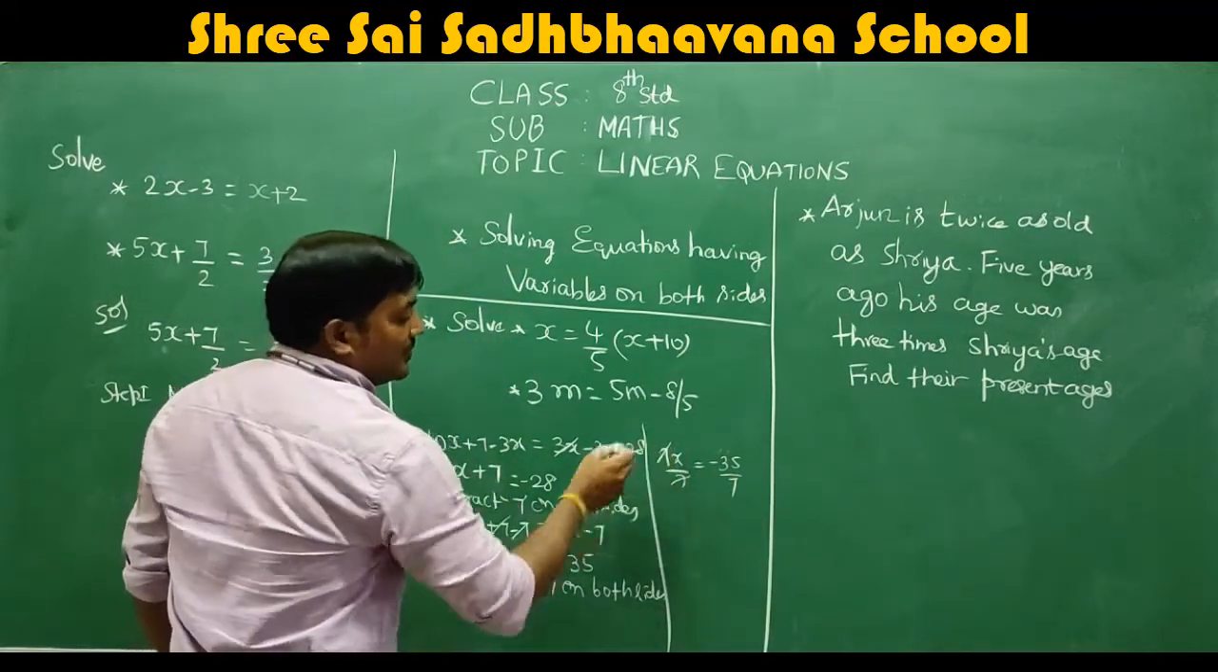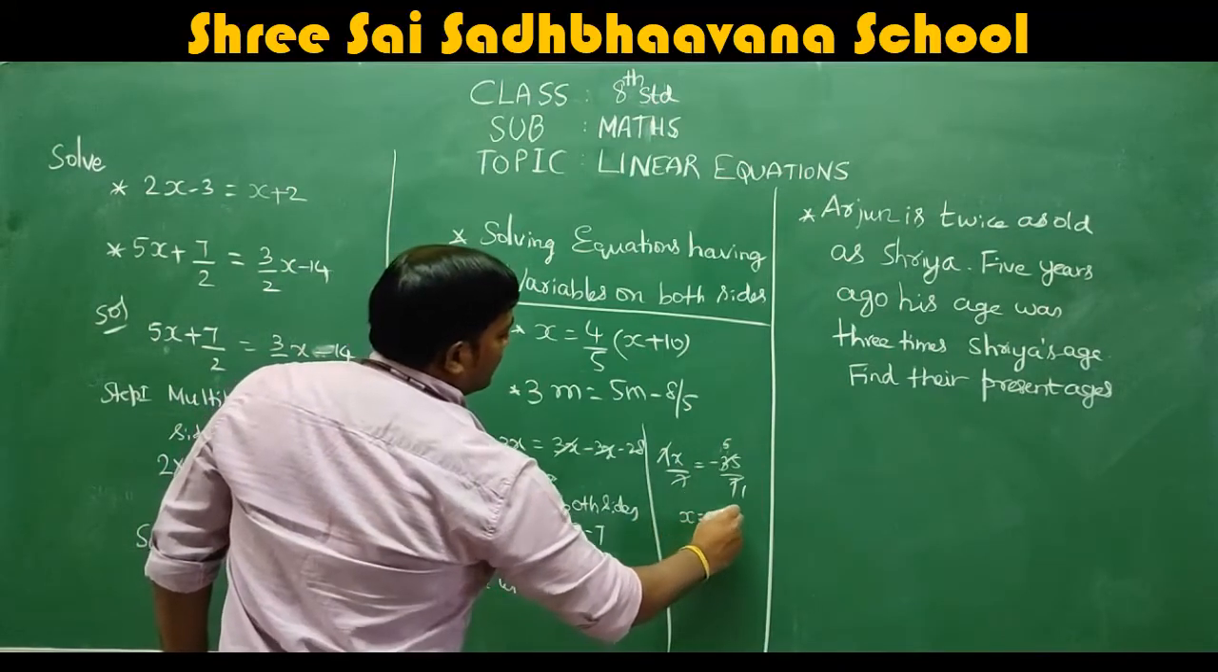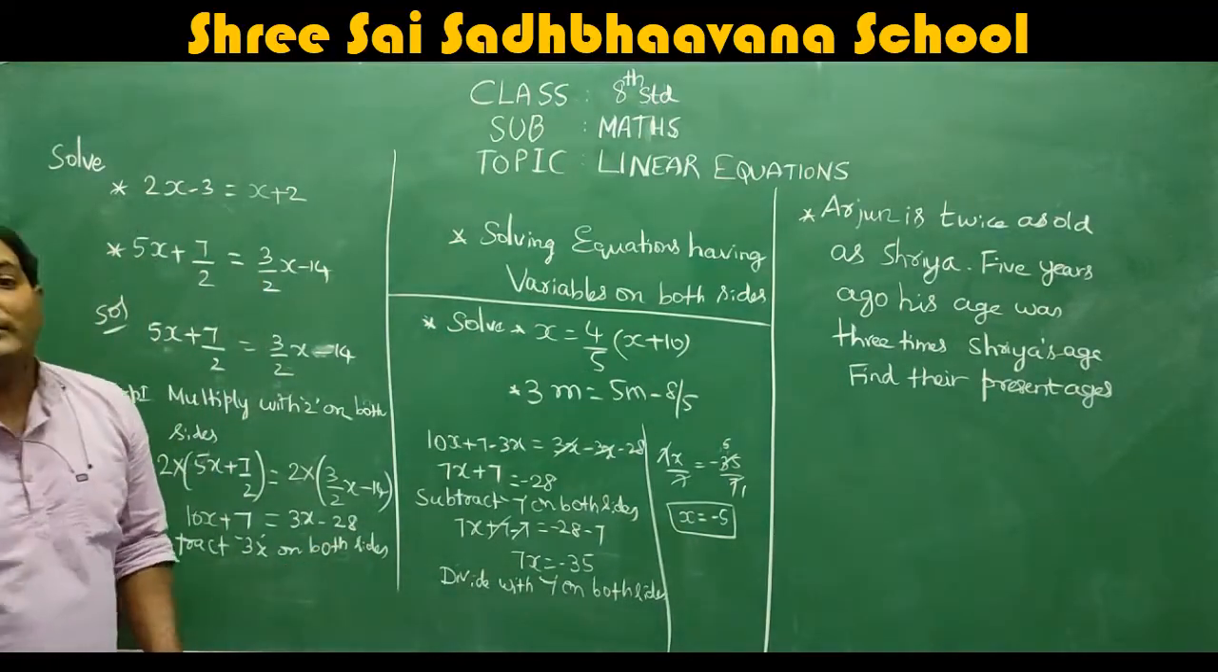So the 7 gets cancelled. 7 ones are 7, 7 fives are 35. So x is equal to minus 5. So the x value you get is minus 5.